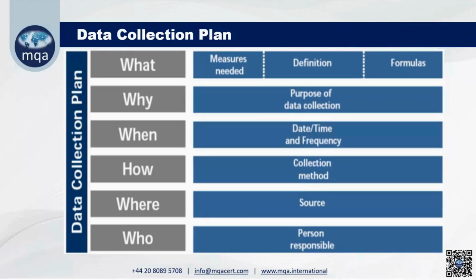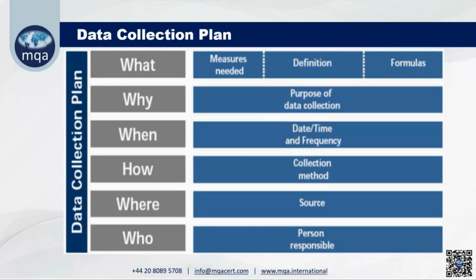Now we should have a data collection plan. The data collection plan is what we call 5W1H. What? It asks what needs to be measured. Define the parameter: what parameter do we need to measure? Sometimes it is very confusing in the drawing. People are not able to read the drawing properly or understand the tolerance, so we have to define them properly.